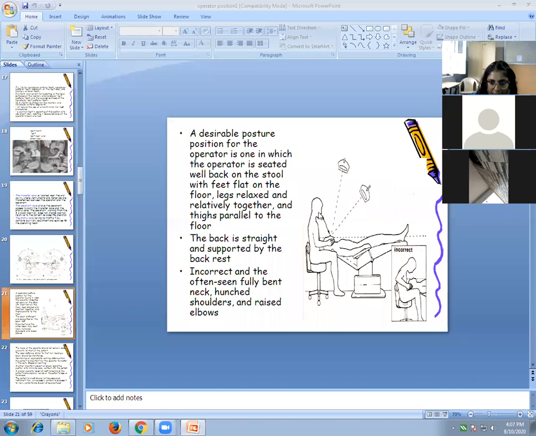Keep a safe distance, okay? With proper light, adjust the lights properly so that the shadow doesn't fall while you're working, and don't interrupt the light with your own head. Check the patient position, check the operator position, and never lean your back. This will lead to back pain, neck strain and shoulder pain, okay? Keep your thighs also parallel to the floor.